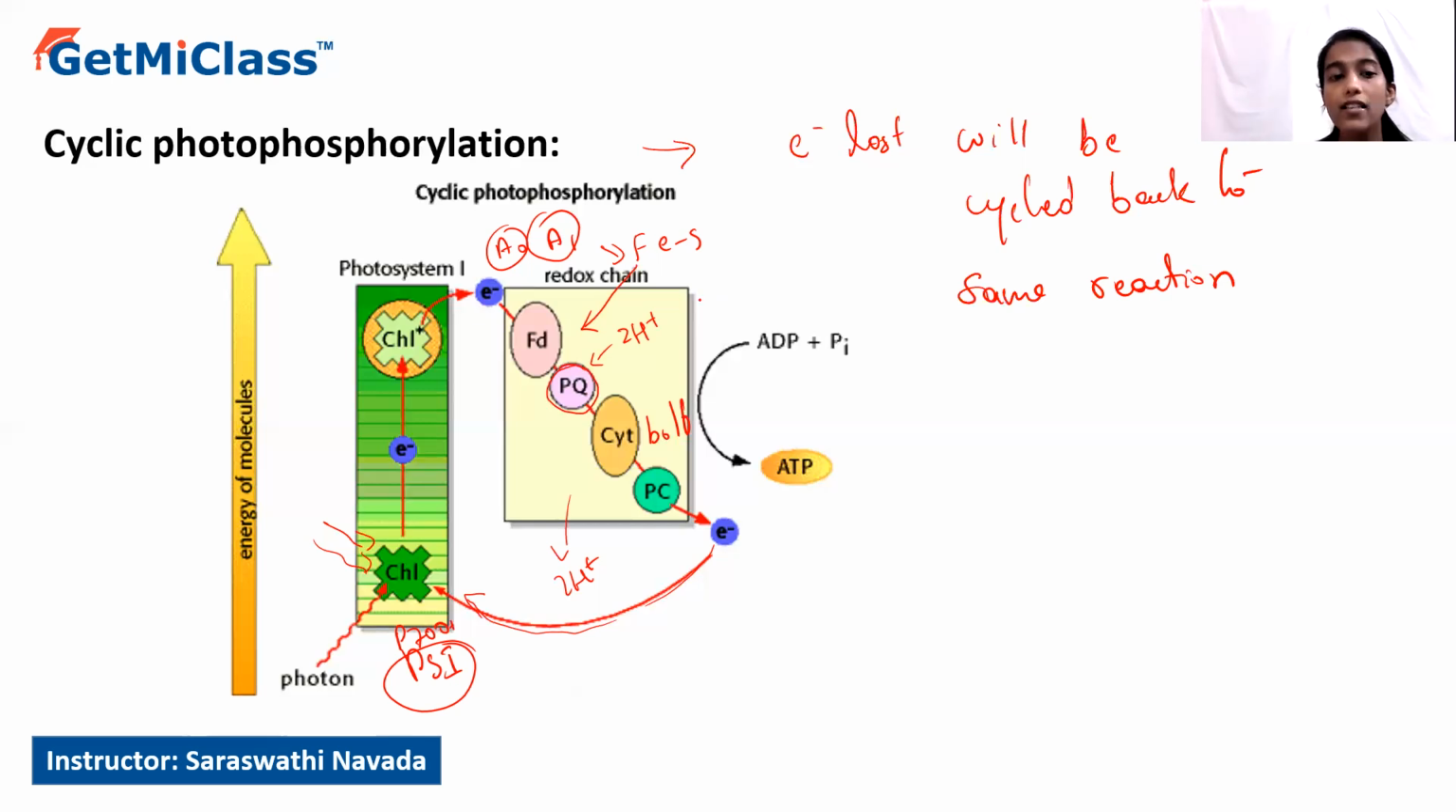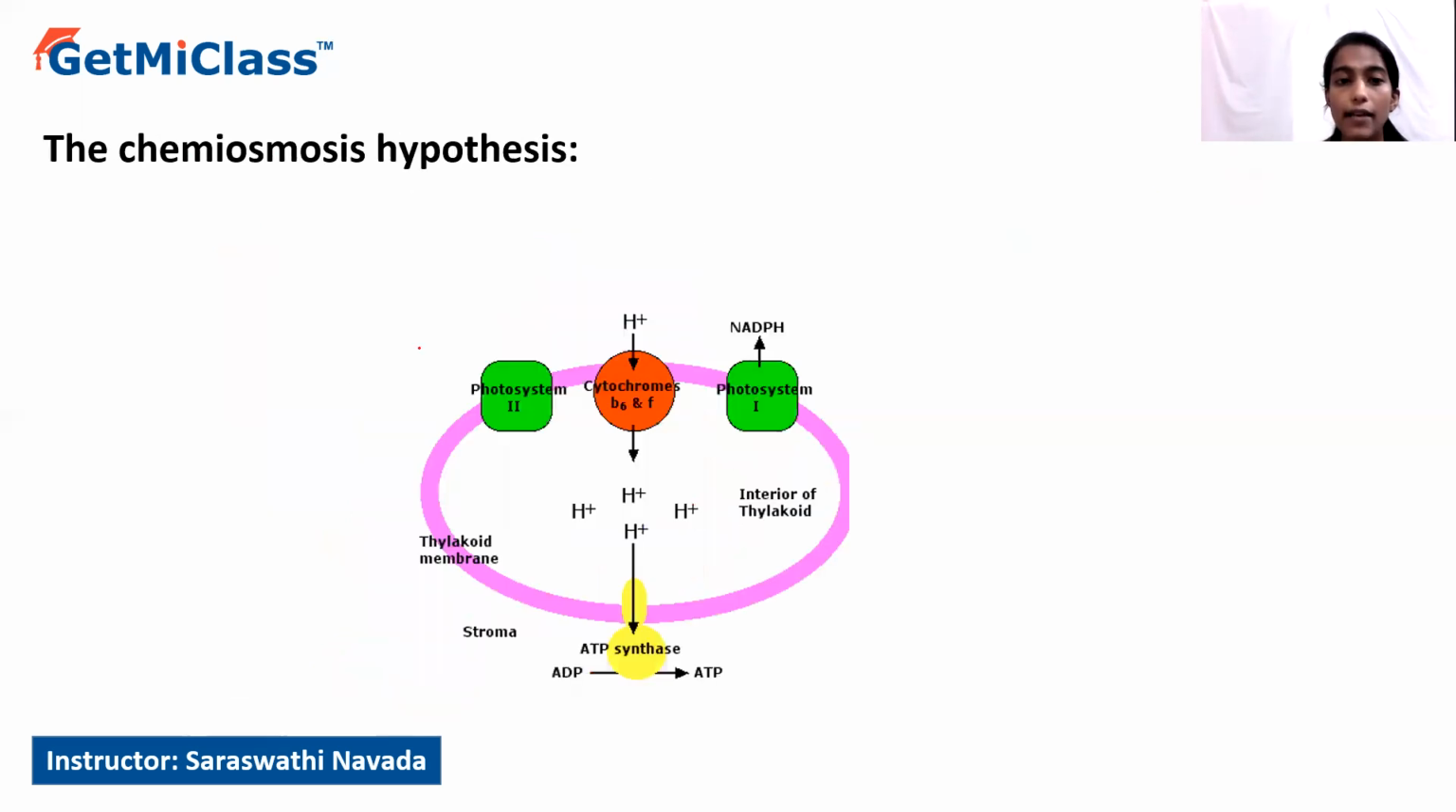So why are we discussing the cyclic and non-cyclic photophosphorylation here in detail? That is because this photophosphorylation is coupled with the synthesis of ATP. So far we have just studied the cyclic and non-cyclic photophosphorylation. Nowhere have we discussed ATP synthesis. So in the next part, we'll look into the synthesis of ATP as a result of cyclic and non-cyclic photophosphorylation.